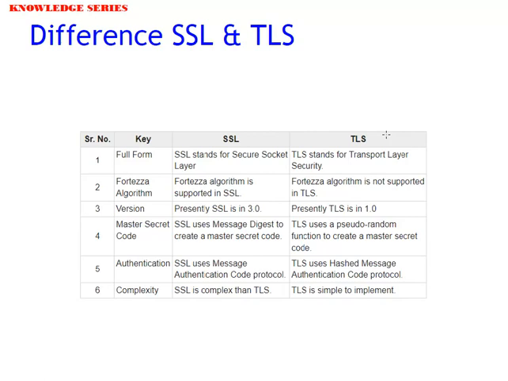Authentication. SSL uses a message authentication code protocol, and TLS uses a hashed message authentication code protocol. So on one side SSL uses a message authentication code protocol; here TLS uses a hashed message authentication protocol. Complexity: SSL is more complex than TLS, and TLS is simple to implement. So that is how you find the difference.